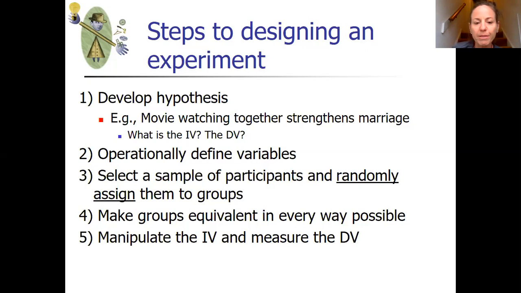And then we're going to manipulate the independent variable. One of the groups is going to watch the movies and one of the groups is not going to watch the movies. And then in the end, we're going to measure how each of the groups are doing in terms of their marriage.